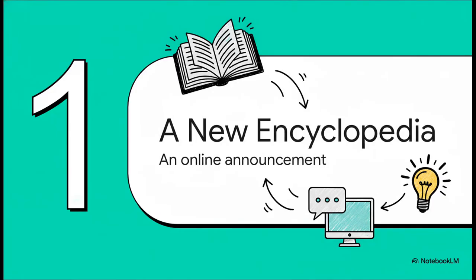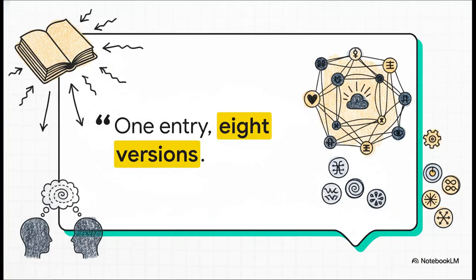So our story here starts with a pretty recent announcement that popped up on the group's online forum. They were introducing their brand new knowledge base, the Lifechanyuan Encyclopedia. And right out of the gate, there's a really interesting hook. The announcement makes this really bold claim: 1 entry, 8 versions. Now, hold on a second. Why on earth would one single concept need 8 different explanations? That detail alone tells you we're not just dealing with simple definitions here.